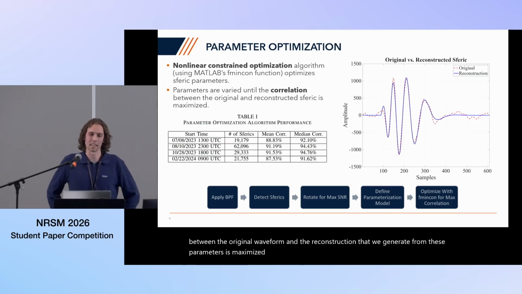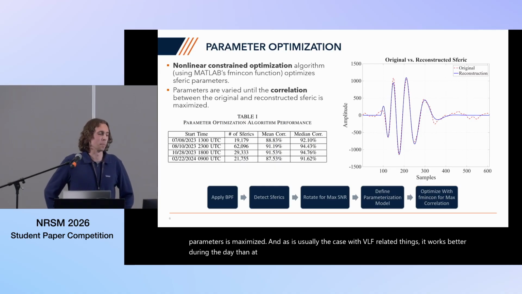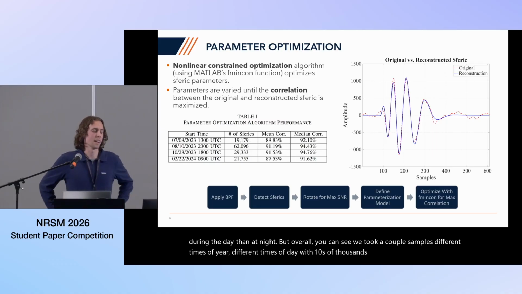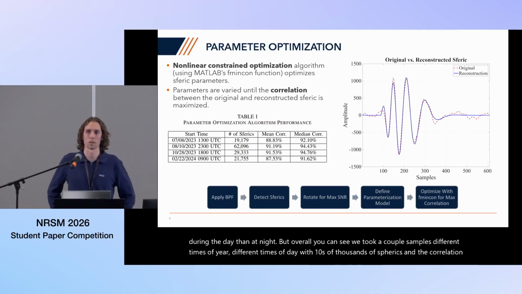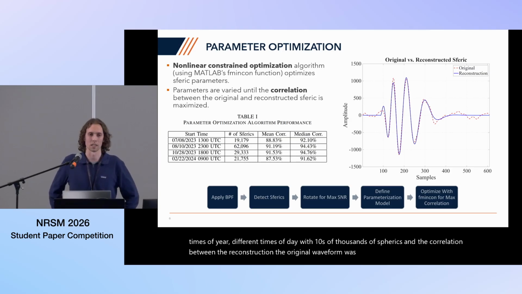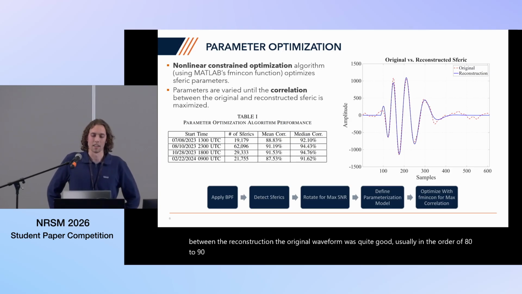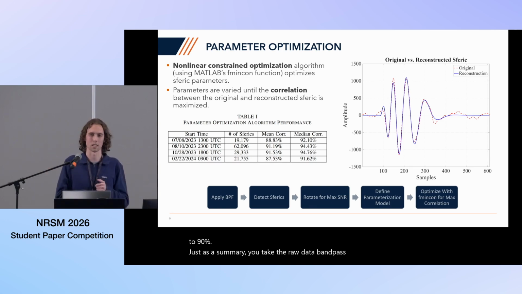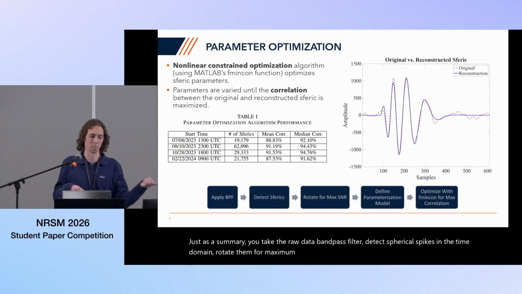As is usually the case with VLF-related things, it works better during the day than at night. But overall, you can see we took a couple of samples, at different times of year and different times of day, with tens of thousands of spherics, and the correlation between the reconstruction and the original waveform was quite good, usually on the order of 80 to 90%. As a summary: you take the raw data, bandpass filter, detect spherics by spikes in the time domain, rotate them for maximum SNR, then define your model and optimize the parameters with fmincon.